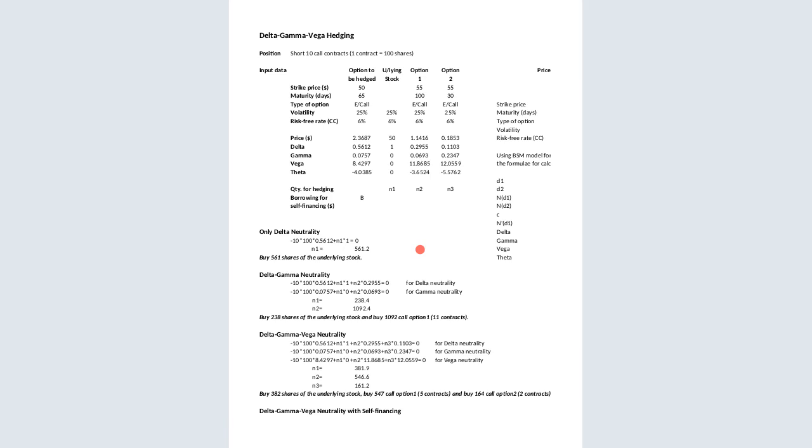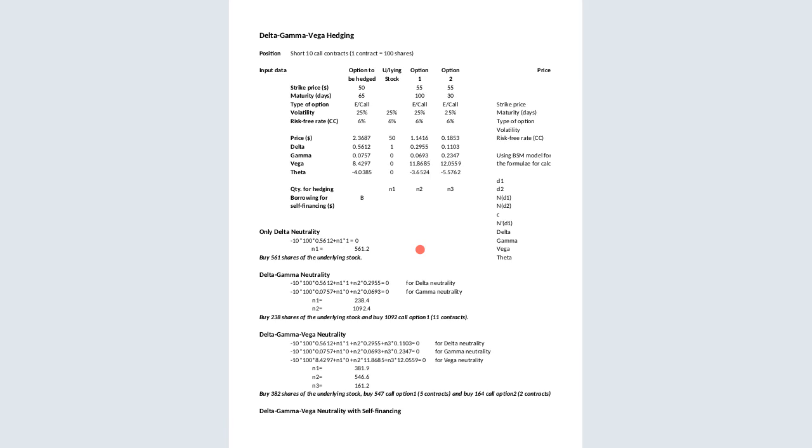Similarly, if I want to do delta gamma vega neutrality, I now use the second option. I have the first equation for delta neutrality, the second one for gamma neutrality, and the third one for vega neutrality. Now I can solve for this because N2 and N3 will be simultaneous equations. Then I go back to the first equation and solve for N1. You end up getting N1 to be 381.9, so 382 shares. You buy 382 shares of the underlying.